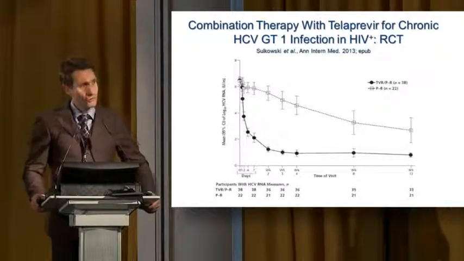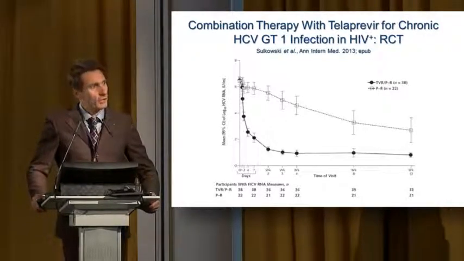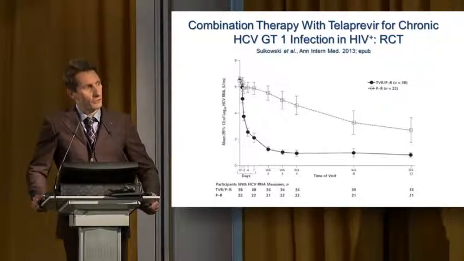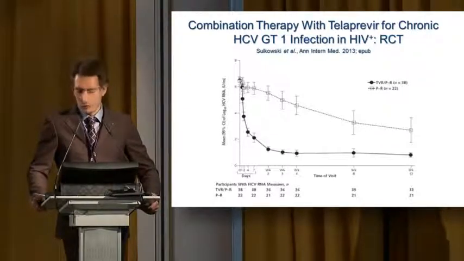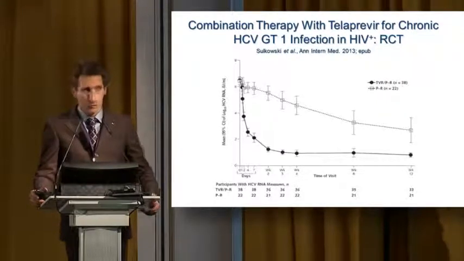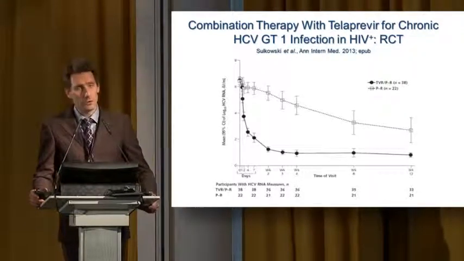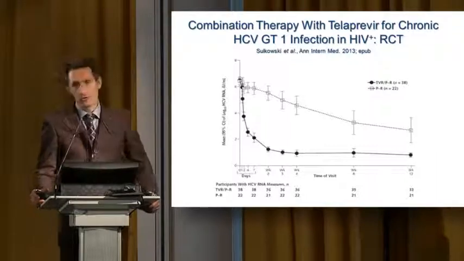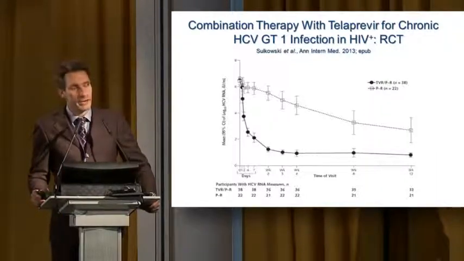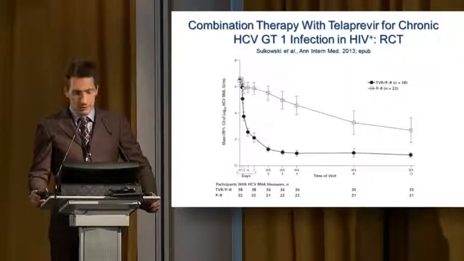So it works, and the side effect profile in the co-infected group is about the same that you would see with triple therapy in the mono-infected group. So it's really not much worse. Except for, as you could see, 42% of the patients dropped out. So the dropout rate from triple therapy in the co-infected group is higher than it is in the mono-infected.